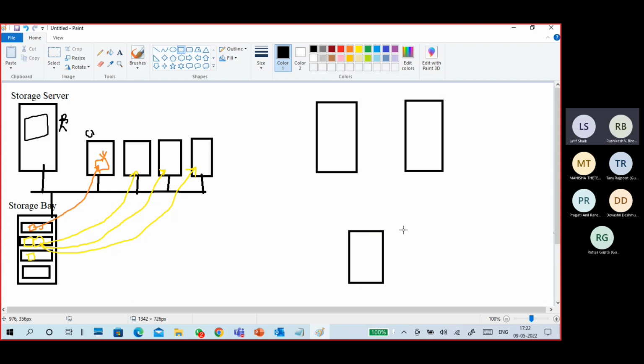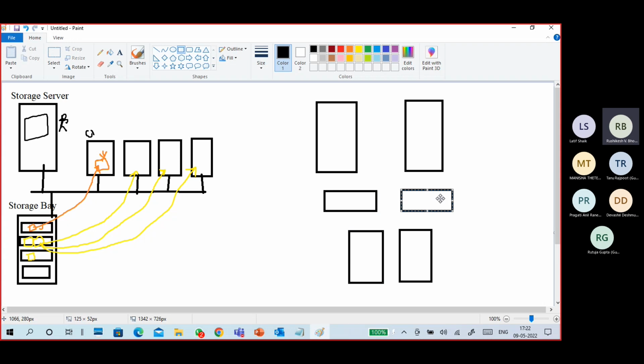Actually, the diagram is different. Whatever the diagram it is, I'm writing in a little different way of diagram. Means not as per the PPT. Okay, so look at here, guys.